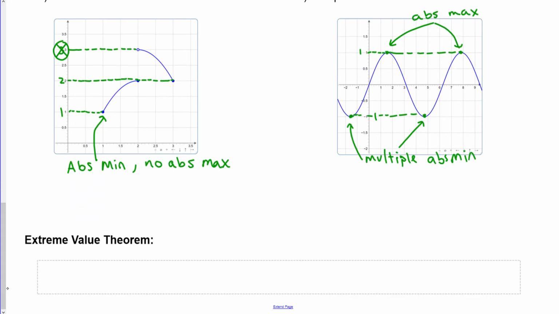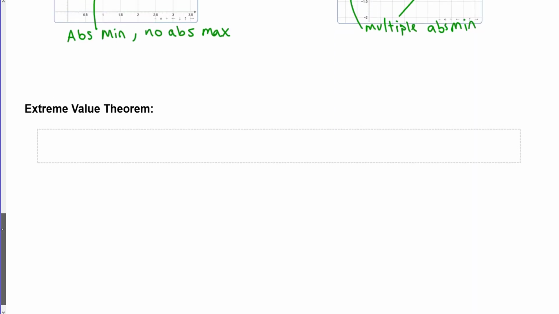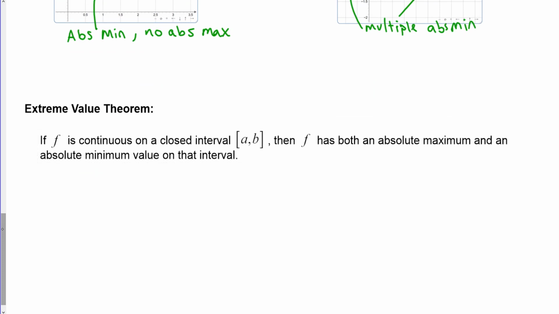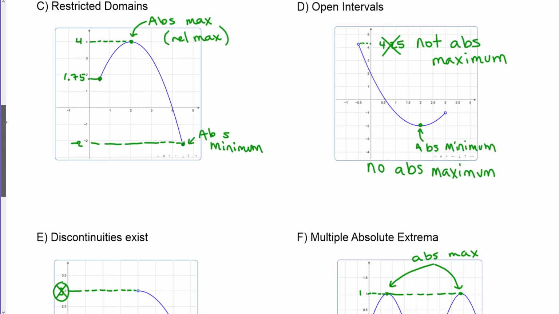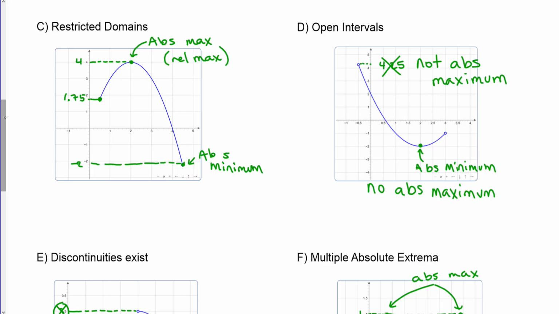But these examples combined together bring us to what's known as the extreme value theorem. The extreme value theorem states that if f is a continuous function on a closed interval from a to b, then f has both an absolute maximum and an absolute minimum value on that interval. So as long as you restrict yourself to a closed interval like we did in C, you're guaranteed to have both the absolute maximum and the absolute minimum.